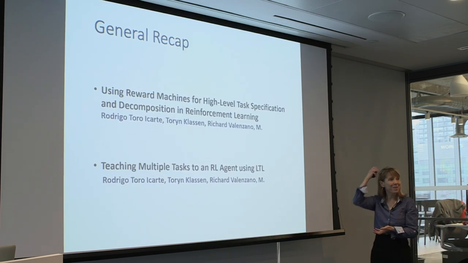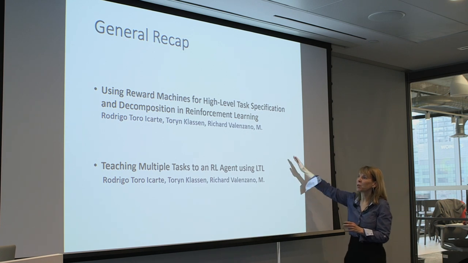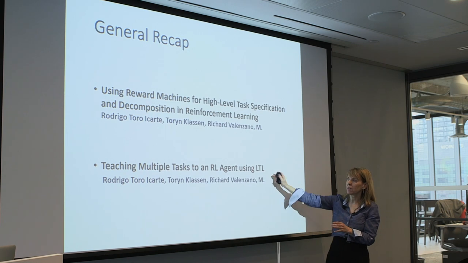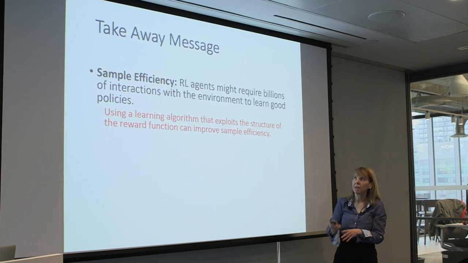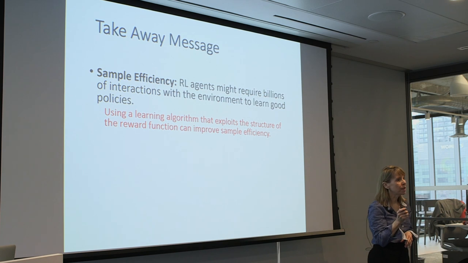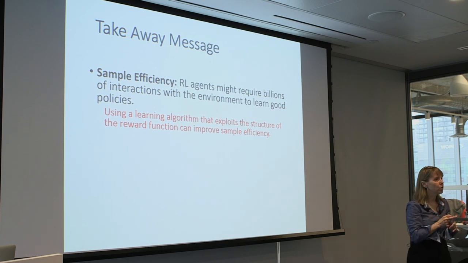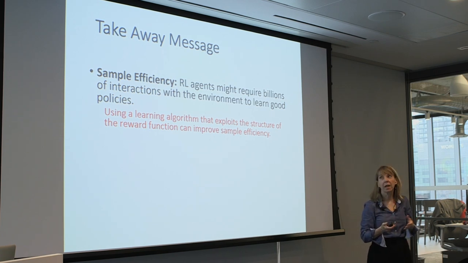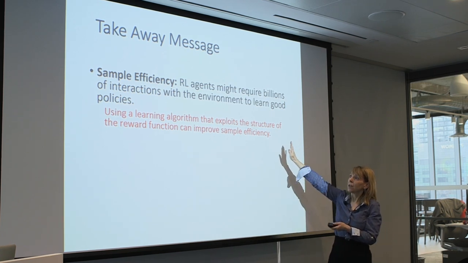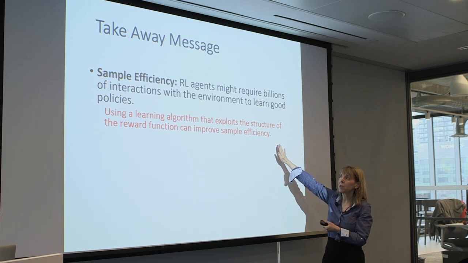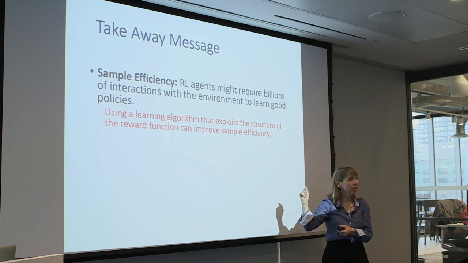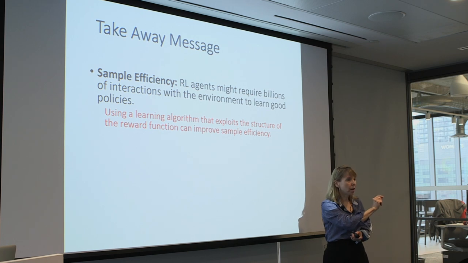So just to recap, thank you for your patience. I talked about two different things. I talked about using reward machines for high-level task specifications, and then this work on linear temporal logic. The takeaway message is twofold. At the beginning, I talked about two challenges of reinforcement learning, sample efficiency and also reward function specification. What you should be taking away is that using a learning algorithm that exploits the structure of the reward function can improve sample efficiency. We saw that both with the reward machine work and with the linear temporal logic work.